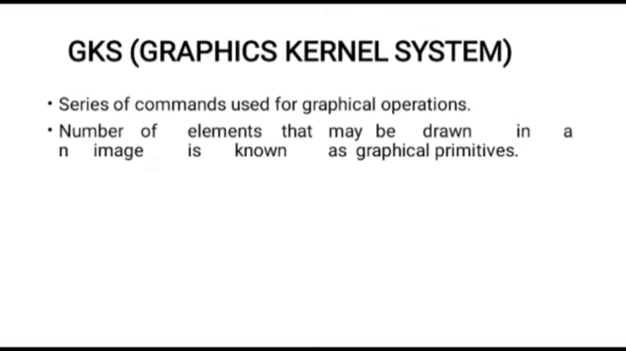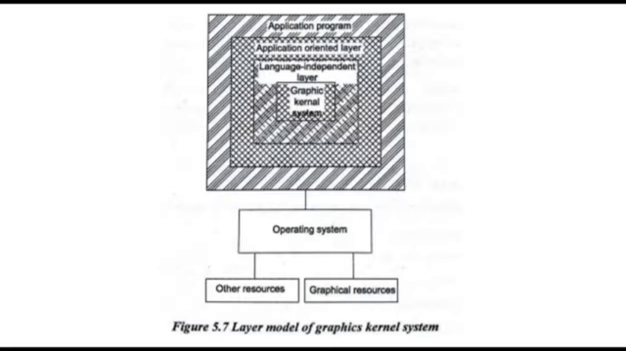Graphics kernel system. It is a series of commands used for graphical operations. The number of elements that may be drawn in an image is known as graphic primitives. It is a layer model of graphic kernel system. It consists of application program, the application oriented layer, the language independent layer and the GKS in one system, and the other is the operating system. It is classified into two types: other resources and graphical resources.